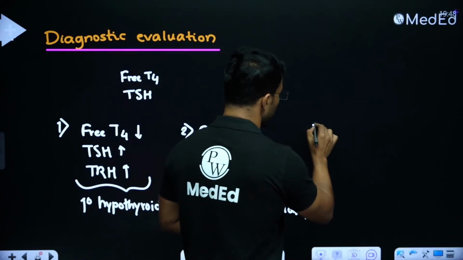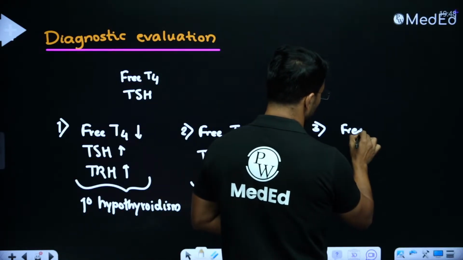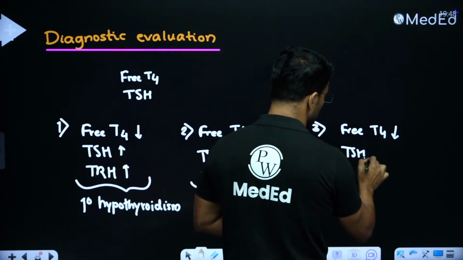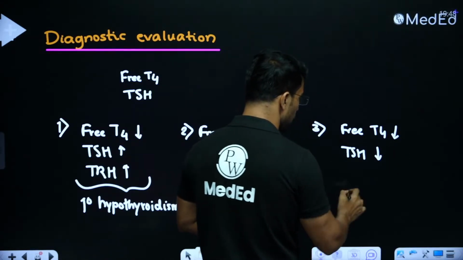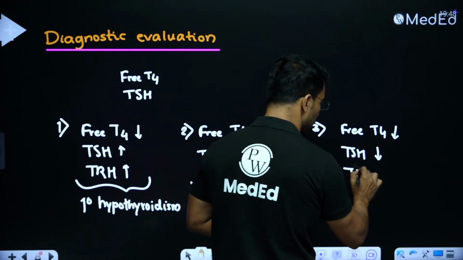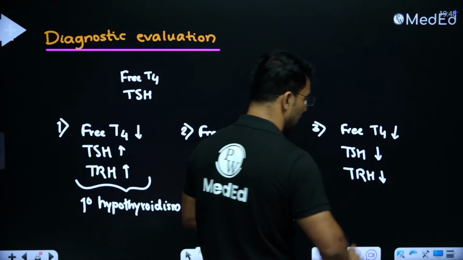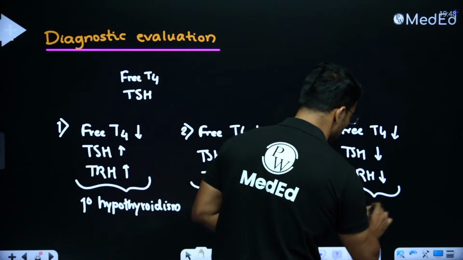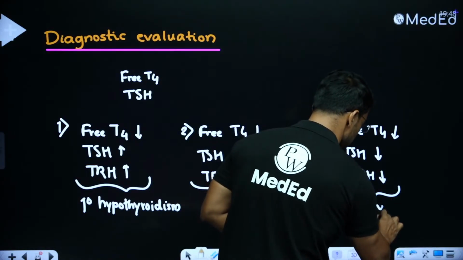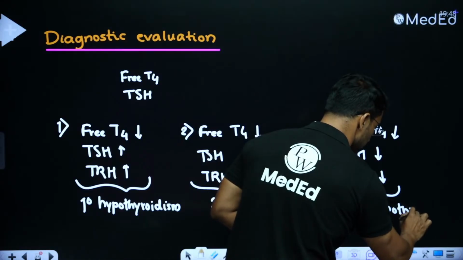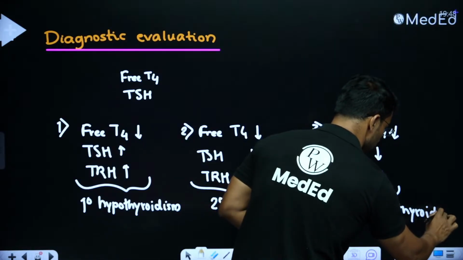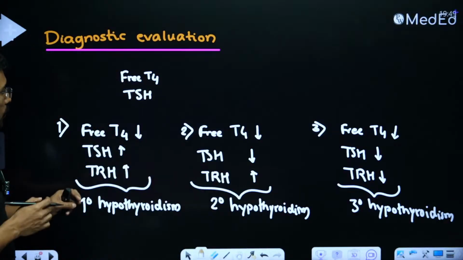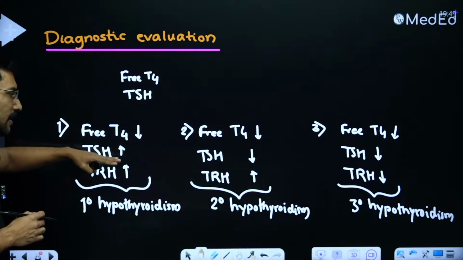And the third scenario, where everything is low, free T4 is less. What is the reason? Because the pituitary is not producing sufficient TSH. Why is the pituitary not producing sufficient TSH? Because the hypothalamus is not producing sufficient TRH. Then in such cases where is the problem? It is at the hypothalamus itself. So we will call it tertiary hypothyroidism. So once I suspect hypothyroidism, I have to primarily ask for T3 and TSH.